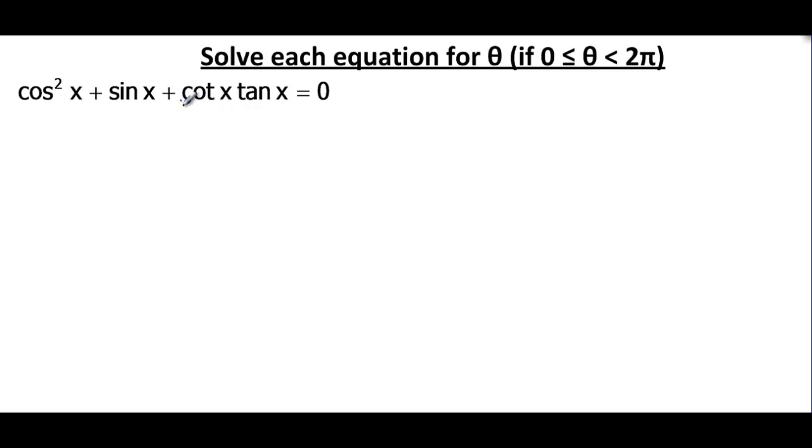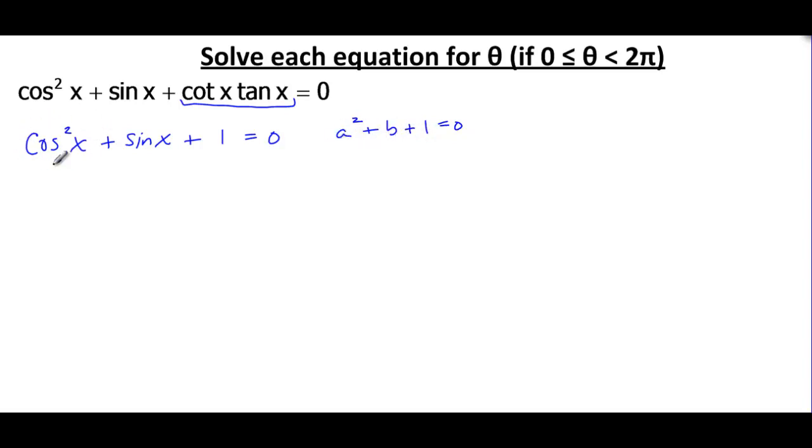So hopefully you recognize that cotangent of x and tangent of x are reciprocals. And anytime you multiply reciprocals together, because remember I could rewrite this as 1 over tangent, I'm going to get 1. So this is really just cosine squared of x plus sine of x plus 1 equals 0. But now, again, I can't factor it, because if I wrote this out, let's say I'm going to call cosine A, and sine B. I can't really do anything with that. It'd be nice if these were all in terms of A or all in terms of B.